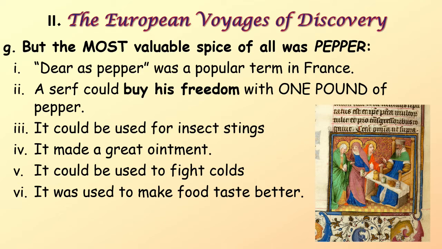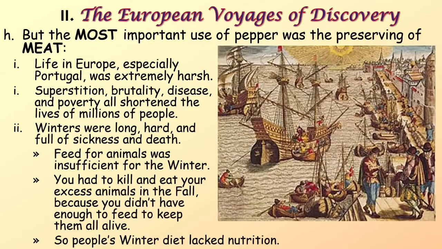Dear as pepper was a popular term in France. Oh, you're dear as pepper. A serf could buy his freedom with 1 pound of pepper. It could be used for insect stings. It made a great ointment. It could be used to fight colds. And it could be used, of course, to make food taste better. But the most important use of pepper was for the preserving of meat.